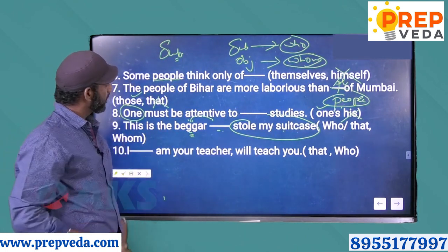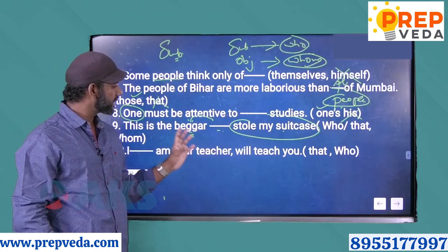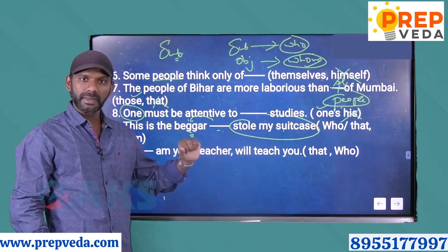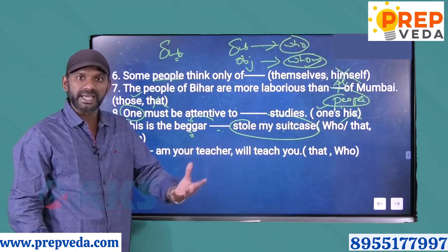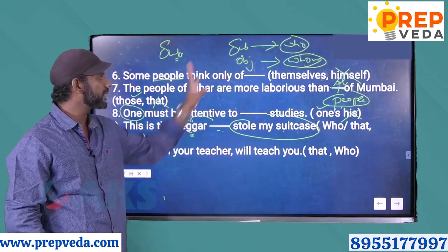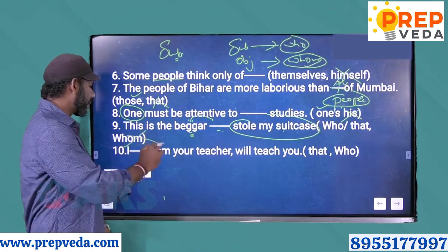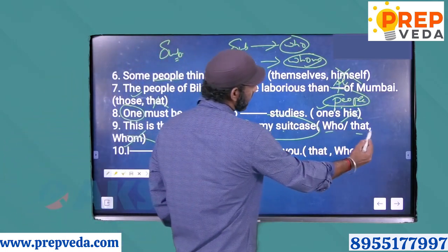Clear? Now, the blank stands for the beggar, and as per this sentence, the action related to the beggar is the beggar stole my suitcase. The beggar stole my suitcase means the beggar did the action, right? Doer means subject, so it cannot be whom, it must be who. Based on that, whom is eliminated. Now we have two options left, who and that.